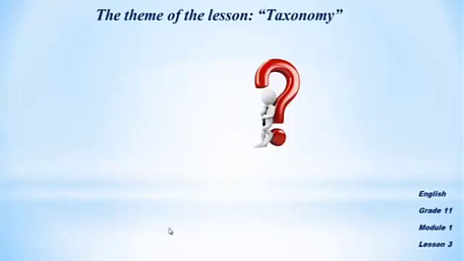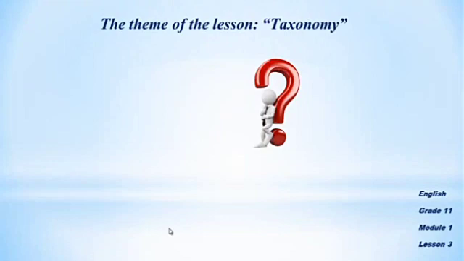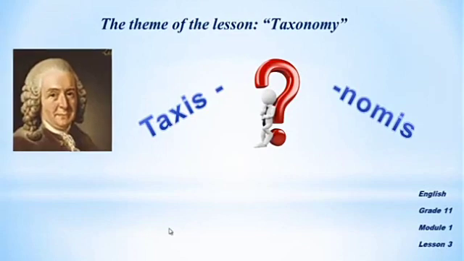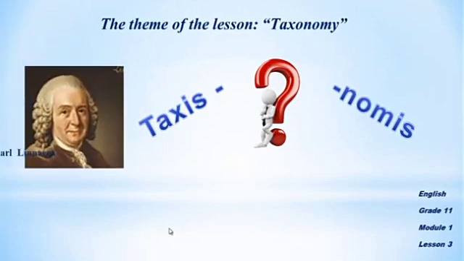Taxonomy. I wonder if you know the origin of the word taxonomy. The word itself comes from the ancient Greek words taxis, order or arrangement, and nomos, a method. So it is a method of ordering or a method of arrangement. Who was the father of modern taxonomy? It was Carl Linnaeus.